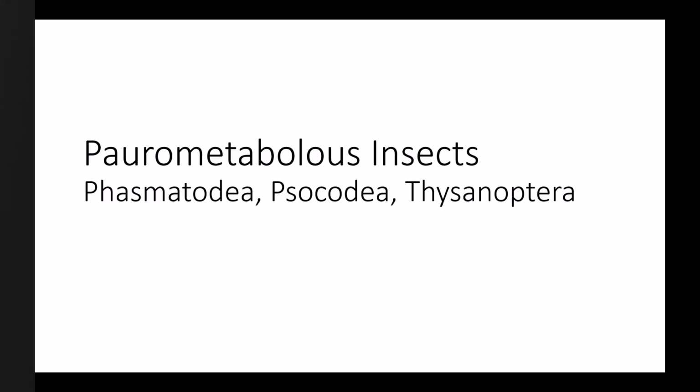In this study video, we are going to continue to be looking at the parametabolous insects and covering these three orders: Phasmatodea, Psocodea, and Thysanoptera. Remember, these are insects that have a gradual metamorphosis. They only have 3 stages: an egg, a nymph, and an adult.